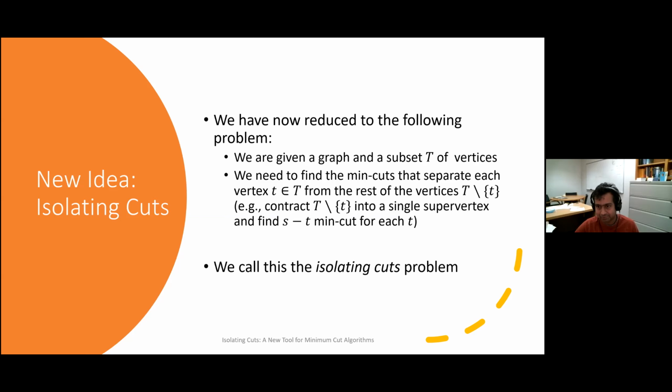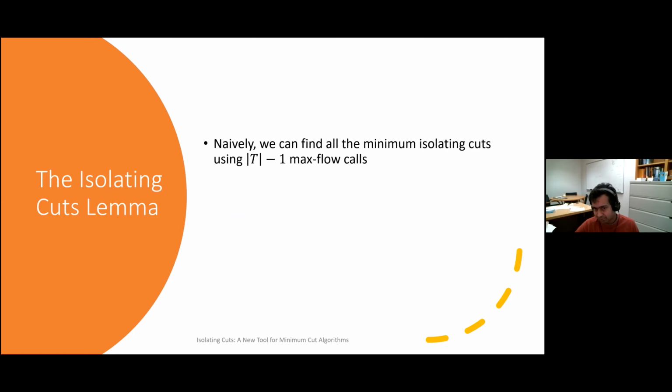Okay, we call this the isolating cuts problem. Naively, a simple algorithm would be to simply use T max flows. So for every vertex, I fix it, collapse all the other vertices into a single super vertex, call max flow between this pair, and repeat this, iterating over all the vertices in my sample. So using T max flow calls, not T-1, I'm sorry for the error, you can find all the isolating cuts and then simply report the minimum. So that's the naive algorithm.